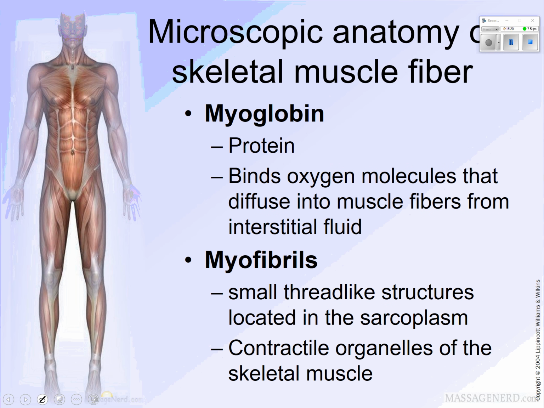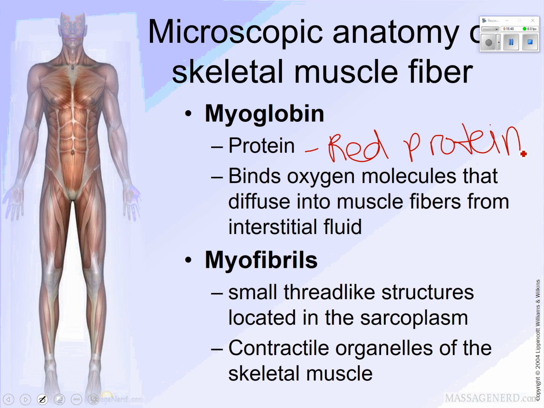So next we're going to talk about the myoglobin. The myoglobin, of course, is a protein. It is a red protein that's only found in muscles. It's going to bind the oxygen molecules, of course, that diffuse into the muscle fibers from the interstitial fluid. What it does is it releases oxygen when it is needed, of course, for the ATP production. So that's the function of it.